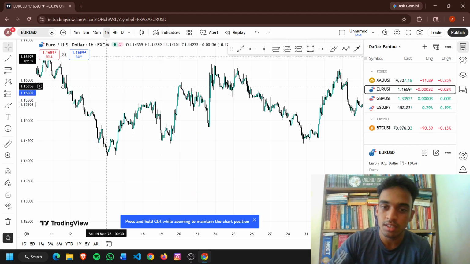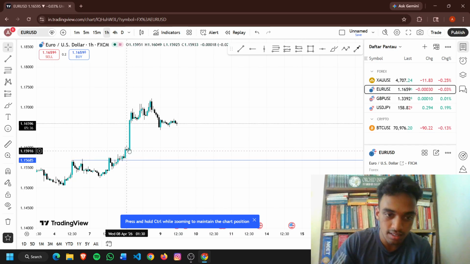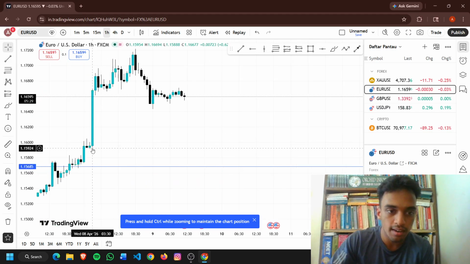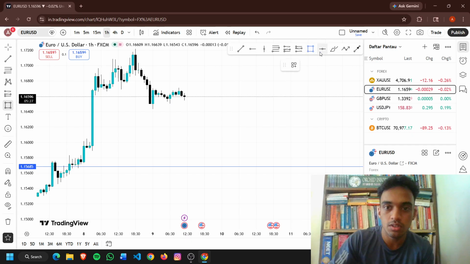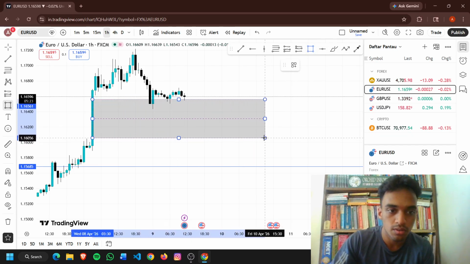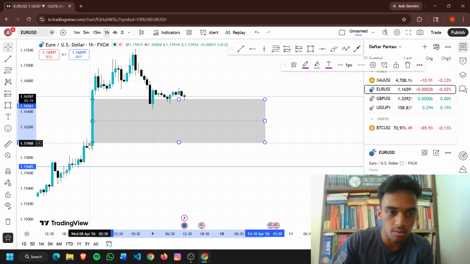So what is a fair value gap? It is a three candlestick pattern. Isn't this a fair value gap? This one small candle, I'll zoom in. We just use the rectangle tool to mark the space in between. This is a fair value gap. Only these two, you should not consider this one. These three: one, two, three.